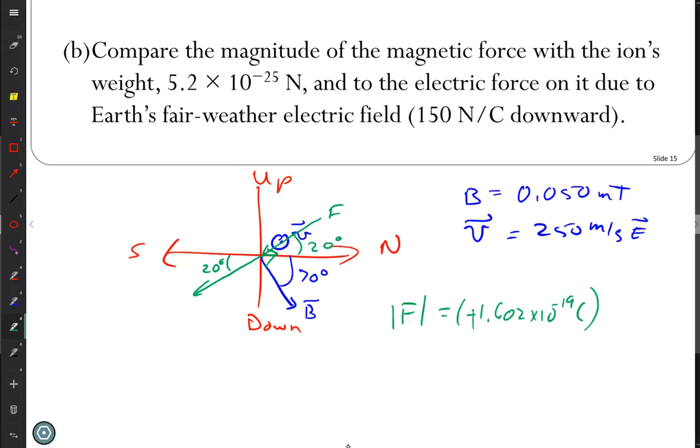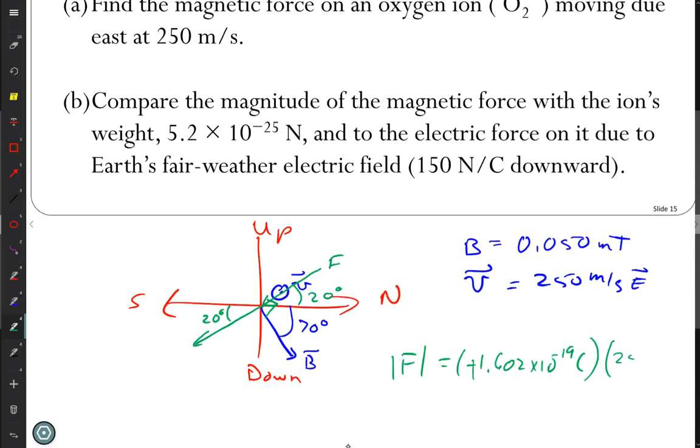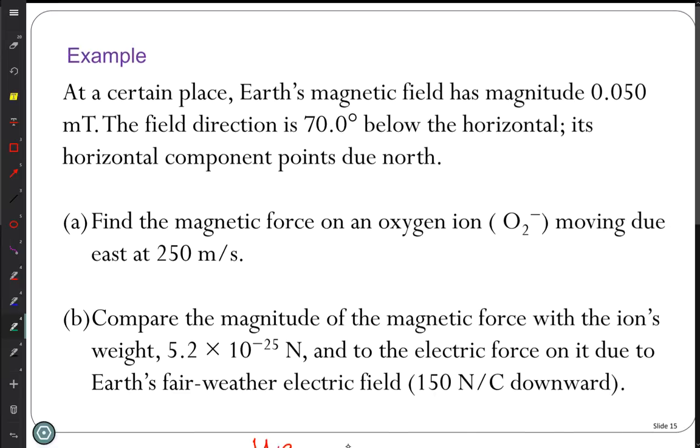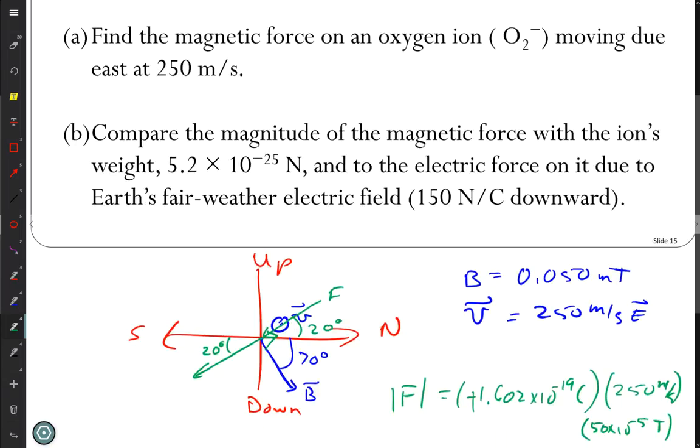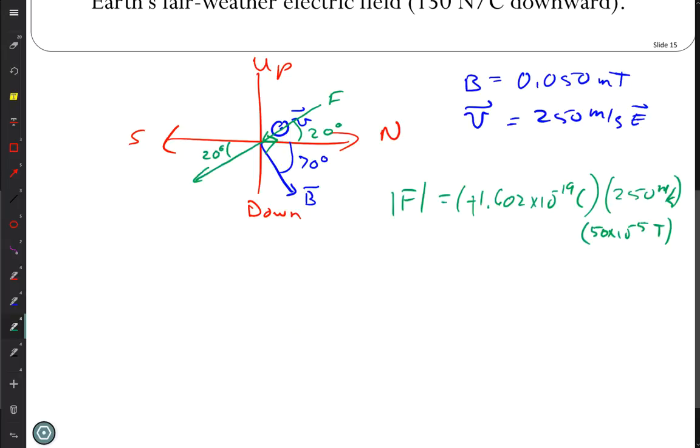So I have q, then v. What's my speed? Right here, 250 meters per second. And then I have to multiply it by my magnetic field, 0.05 millitesla, which is 5 times 10 to the minus 6. Was there a decimal there? Yeah, there was. So we have 2 sig figs. So now we just multiply that through.